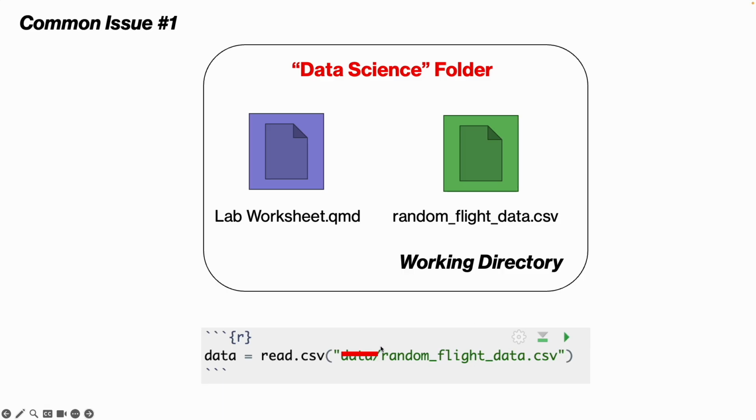So the slash means look into the folder called data. If we were to run this, it would work for this scenario because we're no longer telling it to look in the data folder. We're telling it within the working directory, you'll be able to find this file directly.